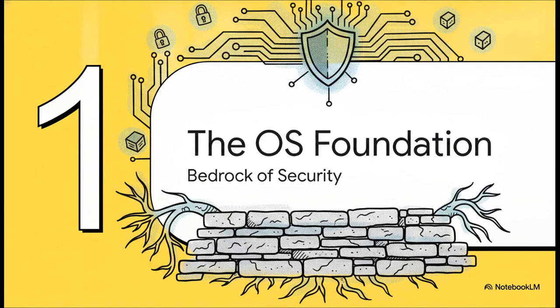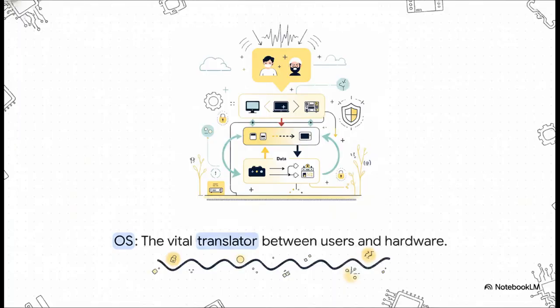Module 1, the Operating System Foundation. Because before we can secure a system, we absolutely have to understand its bedrock. Think of the operating system as the ultimate vital translator. On one side, you have your human commands, right? And on the other, you've got the raw physical hardware. The OS manages the memory, the processes, and every single piece of software. Without this intermediary, your machine is really just a useless brick of disconnected circuits.